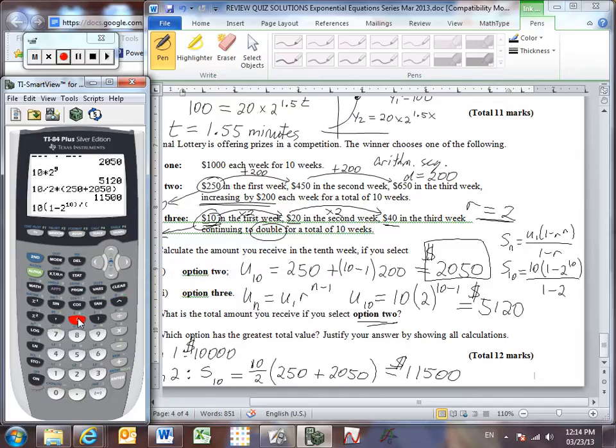I've done this earlier in this video, haven't I? Let's get out of the exponent to close the parentheses. And now we'll divide by the denominator, which has to be put in parentheses, 1 minus r, or 1 minus 2. And the total value paid is $10,230.